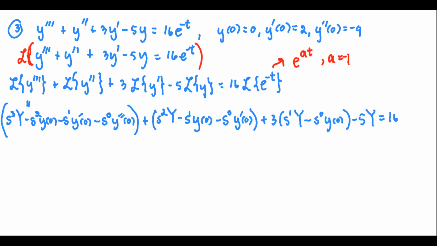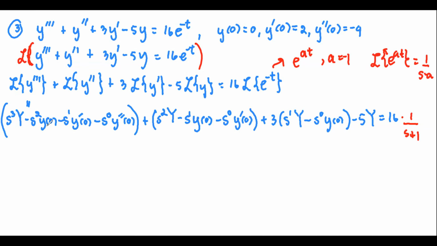Okay, if a is negative 1, what we do is, let me see, e to the negative 1. So then this is going to be 1 over s minus negative 1, or s plus 1. From the Laplace of e to the at is 1 over s minus a. Okay, so far so good.